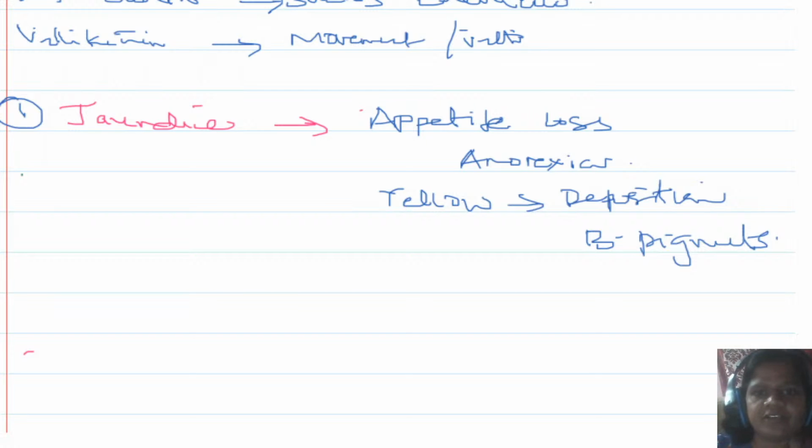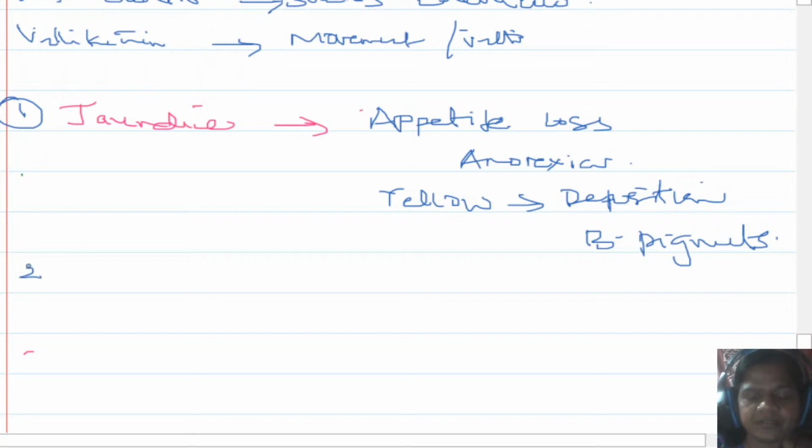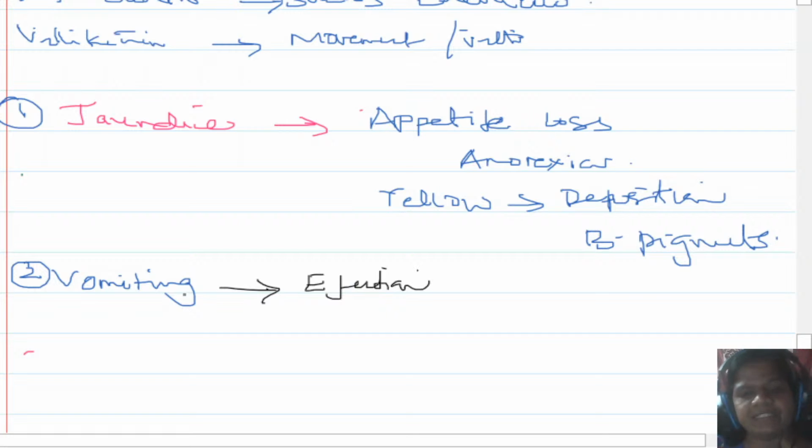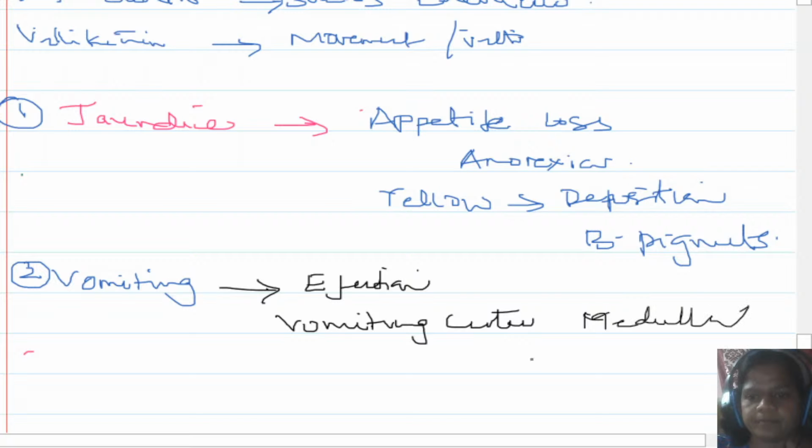The next is vomiting. You all at one point or another have experienced this, right? So that is expulsion of food through the mouth. There is a vomiting center in the medulla oblongata that helps in the reflux of whatever food that we ate from the stomach.